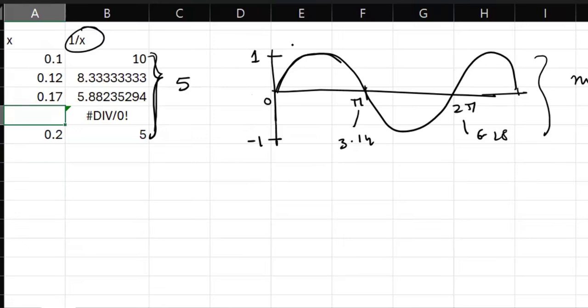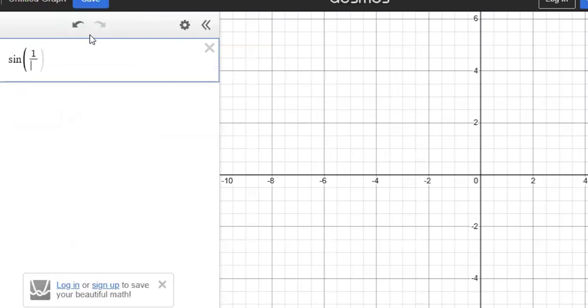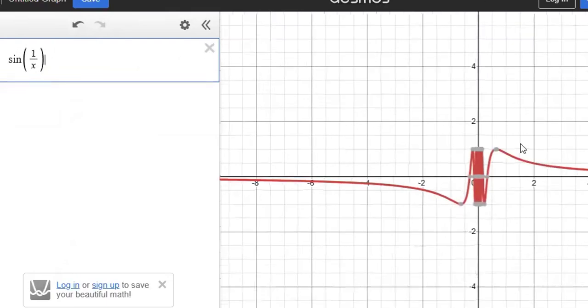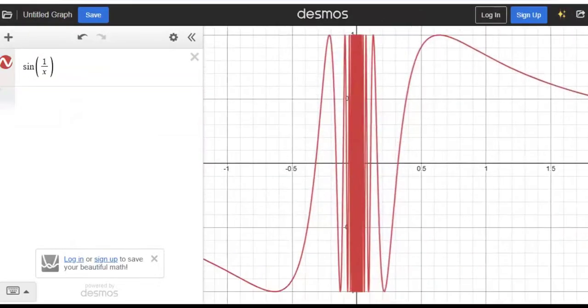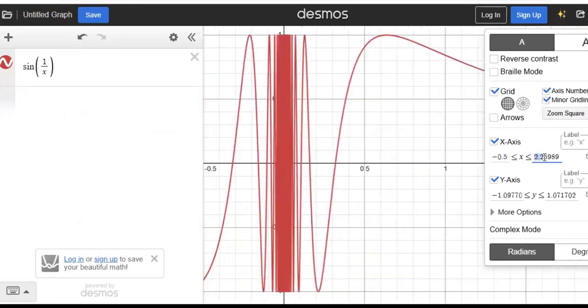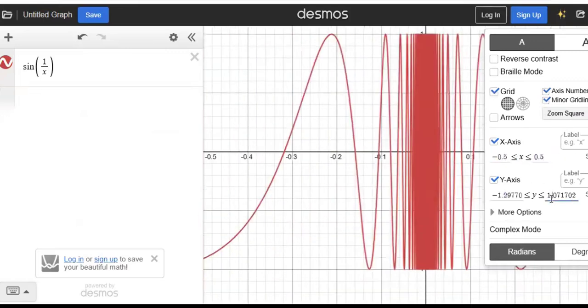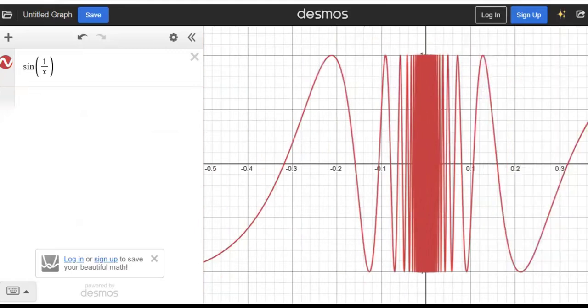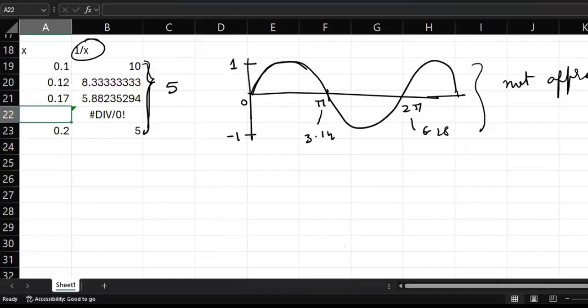One more way to understand that is to actually see how the plot looks. So here this is sine of 1 upon x, and here you can see how it is oscillating. So here you can see that the sine of 1 upon x is not settling for one value, but it is oscillating continuously between +1 and -1. So the answer to this question is the limit does not exist.